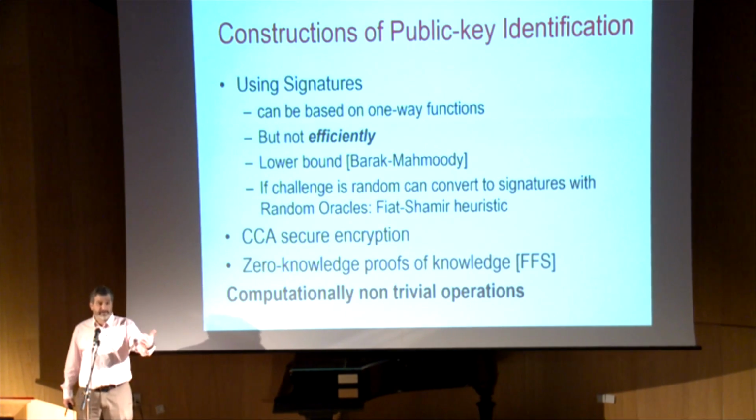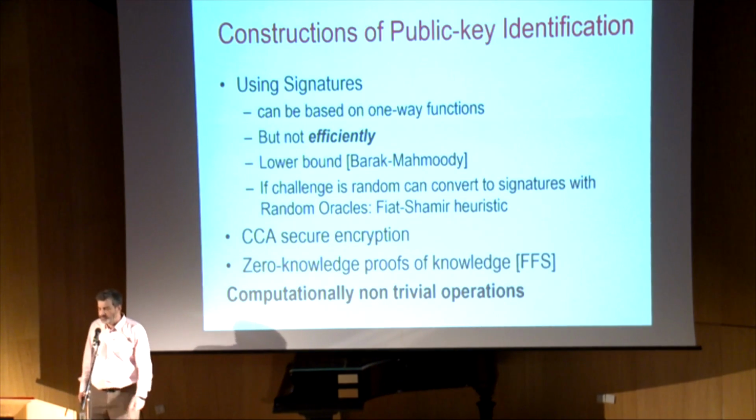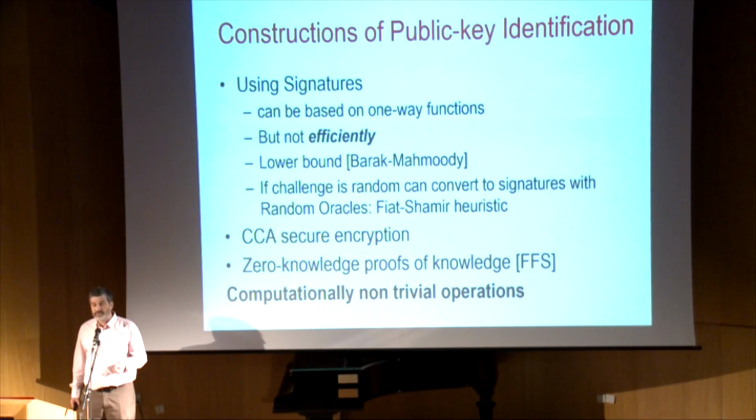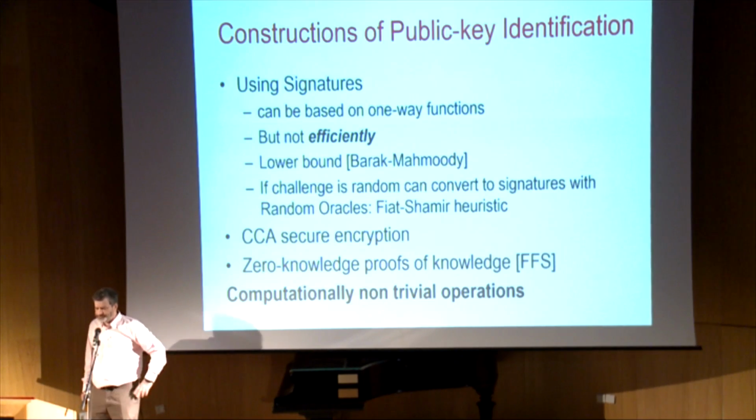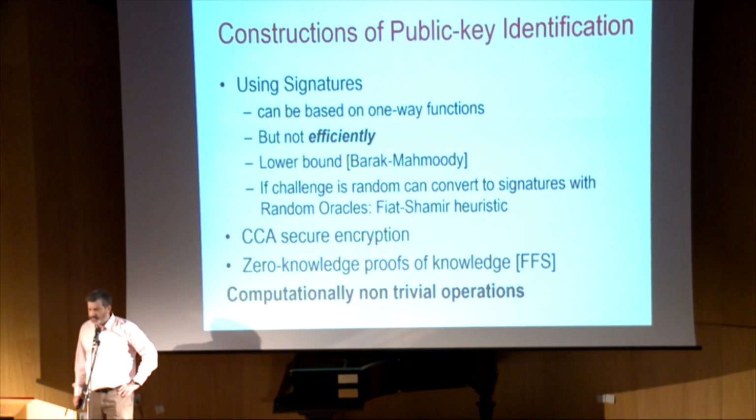In fact, the Fiat-Shamir heuristic says that if the challenge is always random coins, you can translate it, under the random oracle assumption, into a signature scheme. So it's less trivial. It's certainly computationally more involved than just computing one hash function.